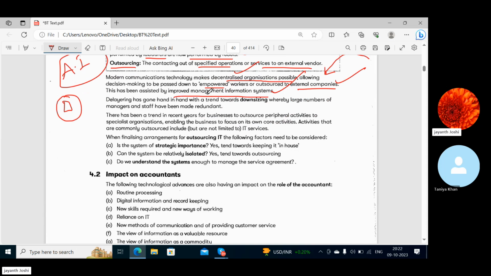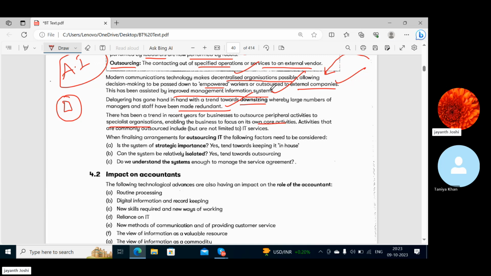Delayering has gone hand in hand with the trends towards downsizing, whereby a large number of managers and staff have been made redundant. That means no work they have right now, so they will be removed, right? There has been a trend in recent years for businesses to outsource peripheral activities to specialist organizations, enabling the business to focus on its own core activities.